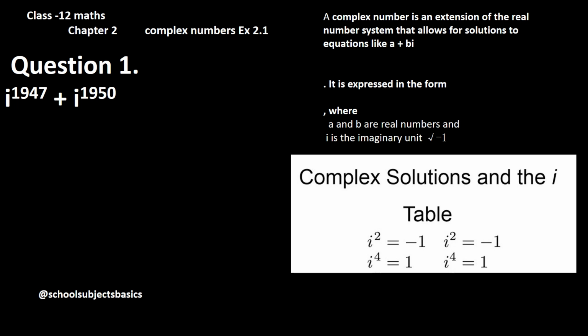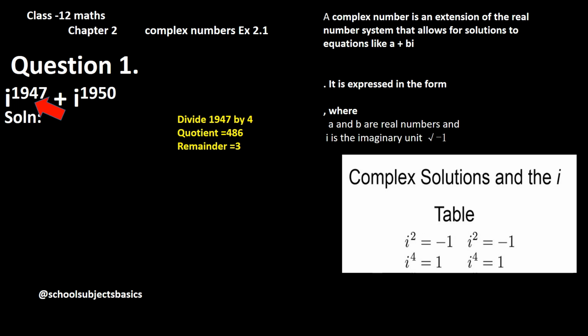If we know this, we can solve the problem. Now we will go to our question, that is i^1947 + i^1950. First we will divide 1947 by 4. If we divide, we get the quotient 486 and remainder 3. So it can be written as i^(4×486) times i^3. Anything i^4 is 1, this we have to remember.